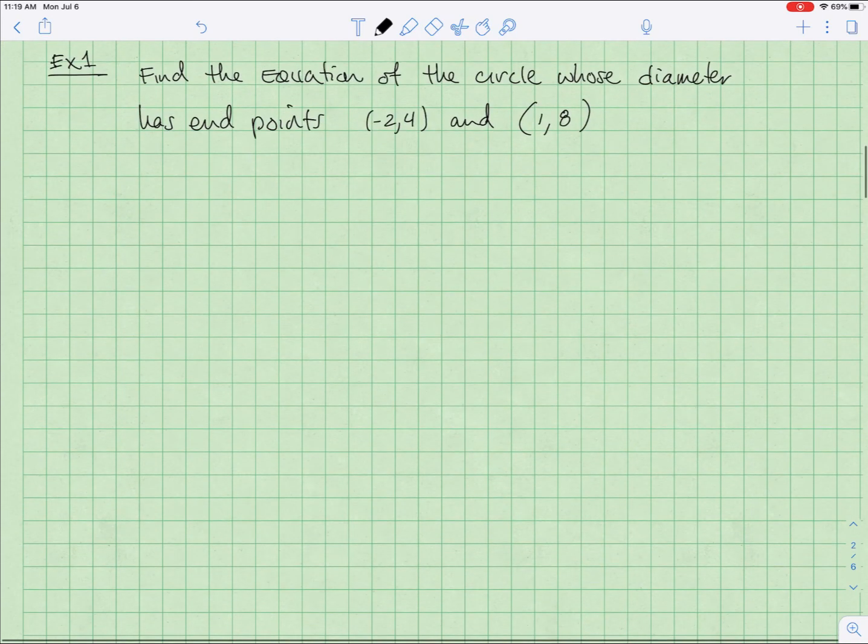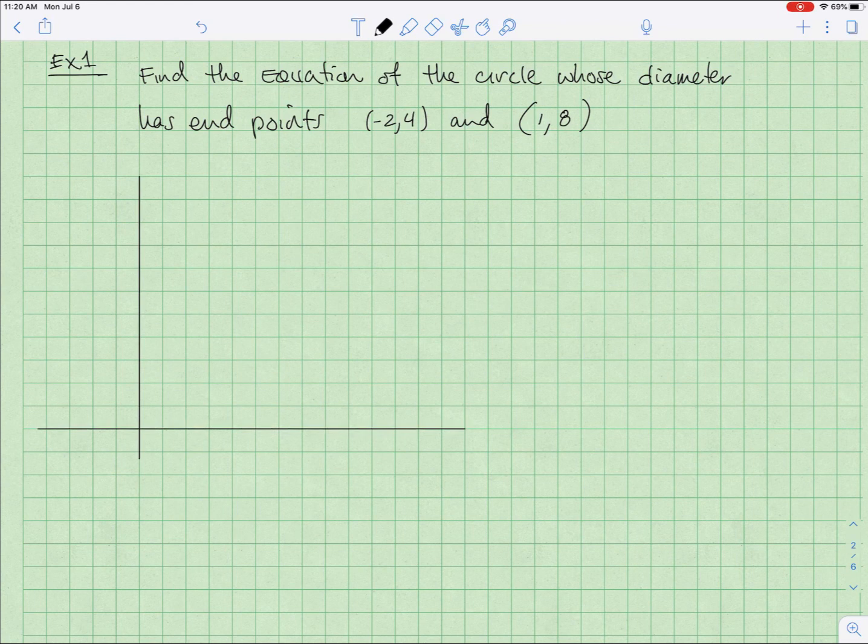For example number 1, it says find the equation of the circle whose diameter has the following endpoints. So let's draw that really quick. Negative 2, 4, if that's 0. Negative 2, 1, 2, 3, 4 is right there. Negative 2, 4. The other one is 1, 8.